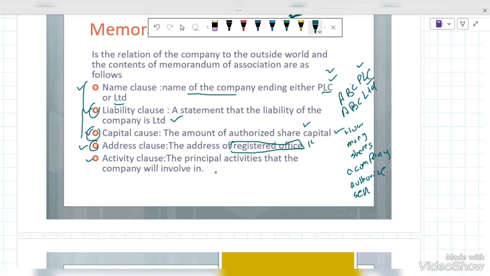Like if it is a manufacturing company, it is maybe making or producing shoes and bags and different things. In which type of activity a business is involved, it will come under this MOA.